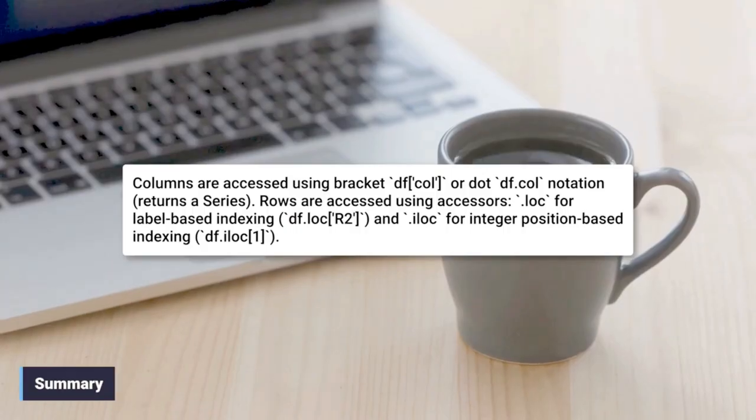To summarize, always use .loc or .iloc for rows and square brackets for columns.